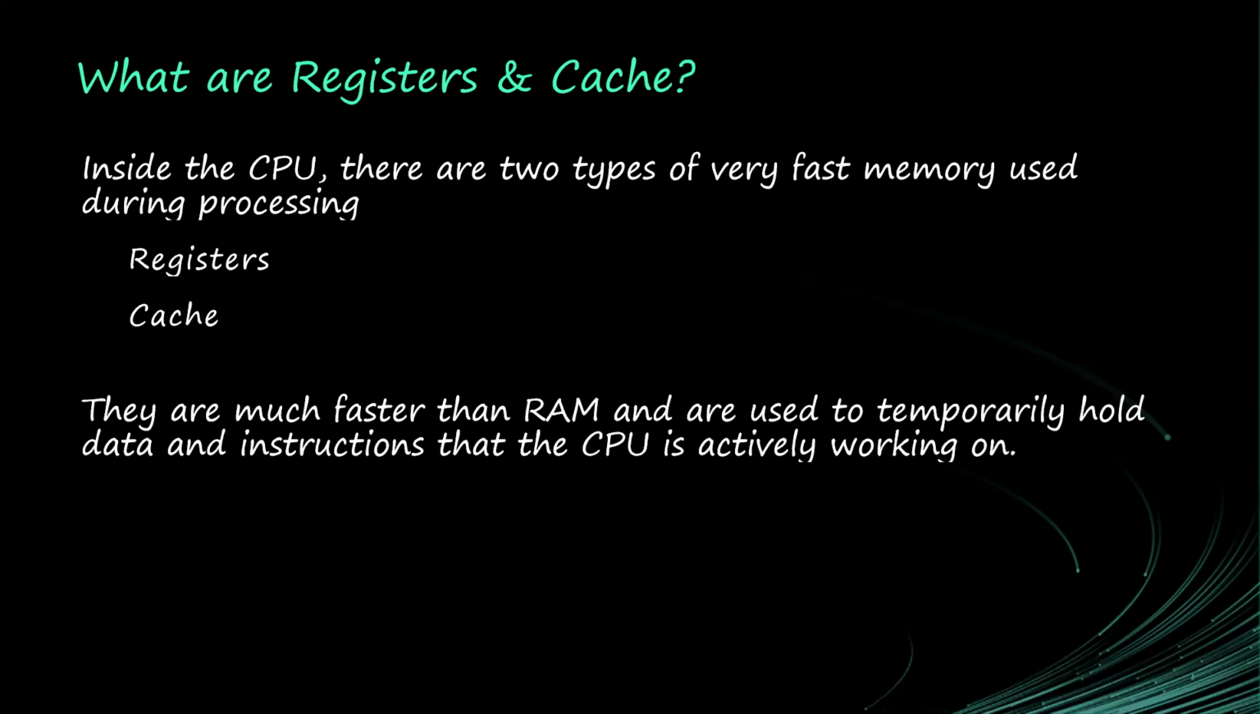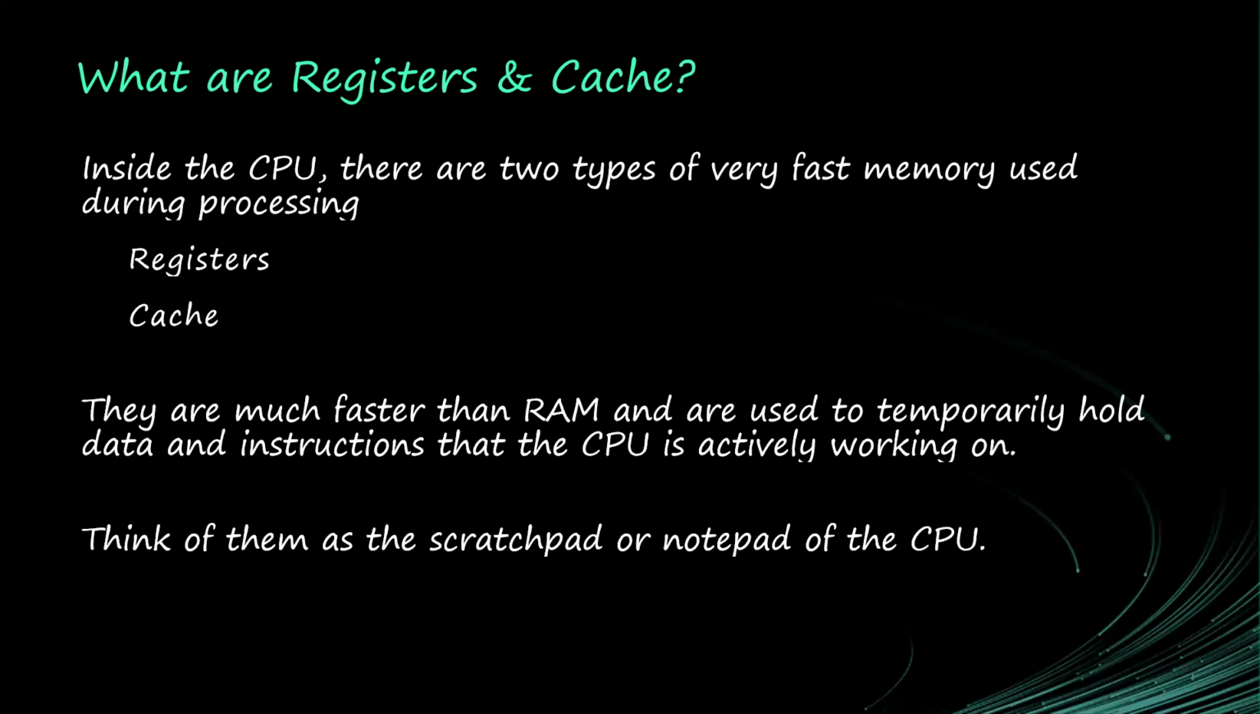They are much faster than the RAM, and they are used to temporarily hold data and instructions that the computer is actively working on. Don't worry, everything will make more sense as we talk about computer architecture. We are going to be explaining how the inner workings of the computer happen. So think of them as the scratch pad or notepad of the CPU. These are the places where the computer can store small data it is using. And this will make more sense once you start programming. Don't worry, you will soon start writing code.